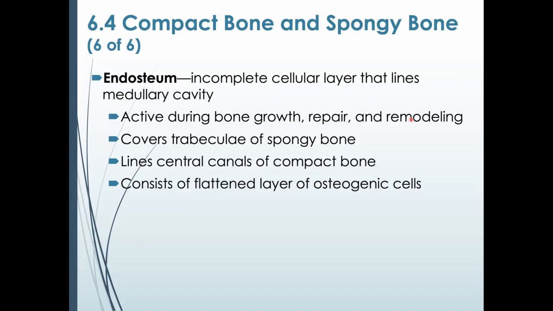So the endosteum is going to cover the trabeculae of the spongy bone. It is going to line the central canals of the compact bone. It is going to consist of flattened layers of osteogenic cells.